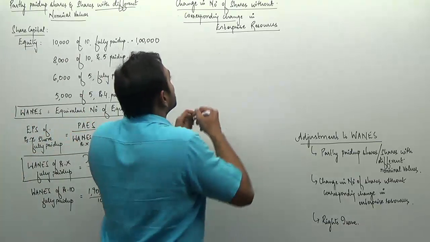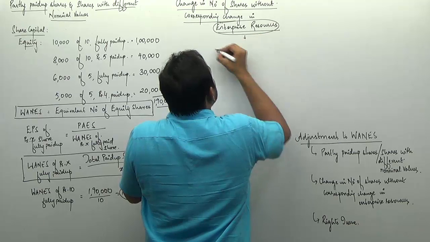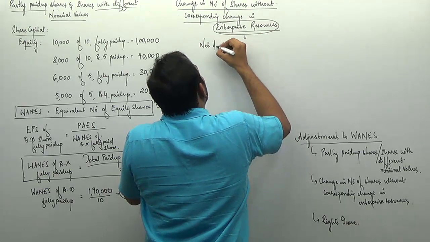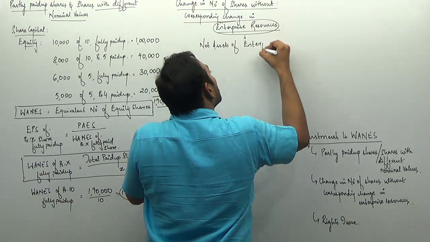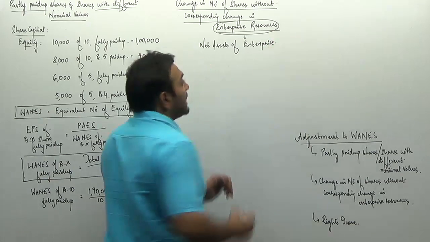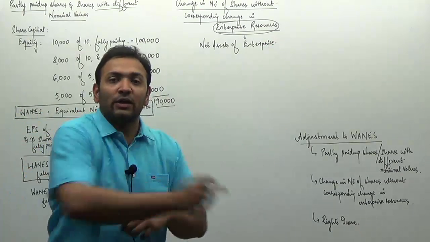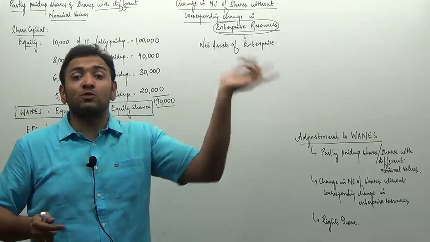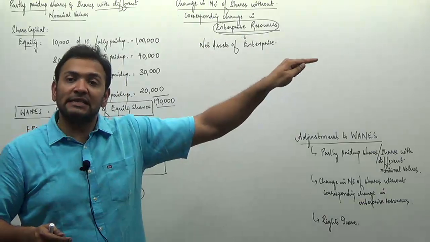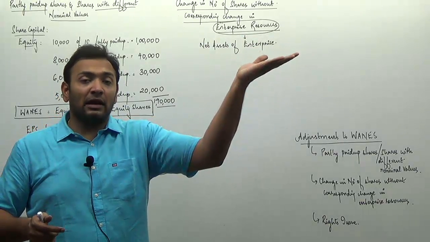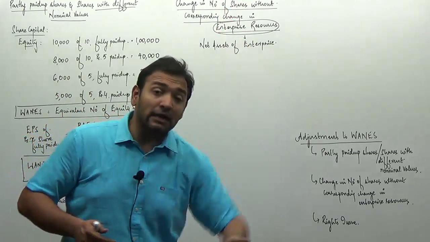Now, what is an enterprise resource? This word enterprise resource is nothing but net assets of an enterprise. If let's say shares were issued for consideration in cash, I collected cash, I issued equity shares. Number of equity shares increases, correspondingly what increases? Cash also increases. Cash is a part of net asset, so even net assets increases. So always there is a number of equity shares increase, correspondingly I'll also have an increase in your net assets as well.